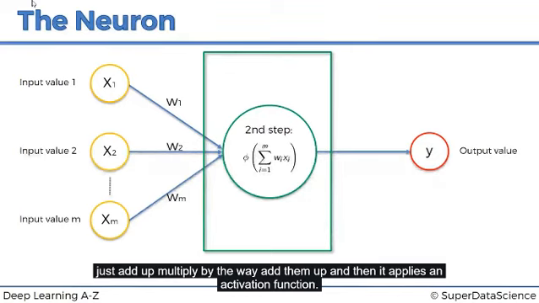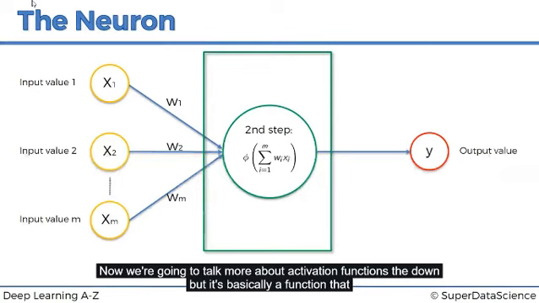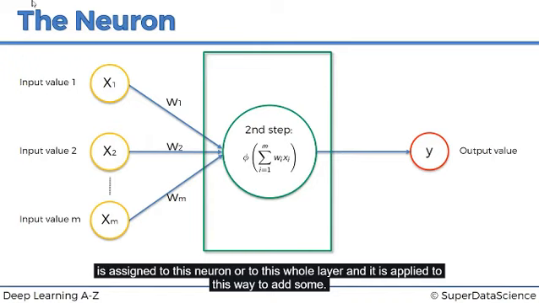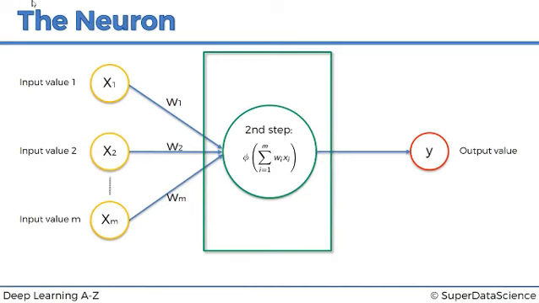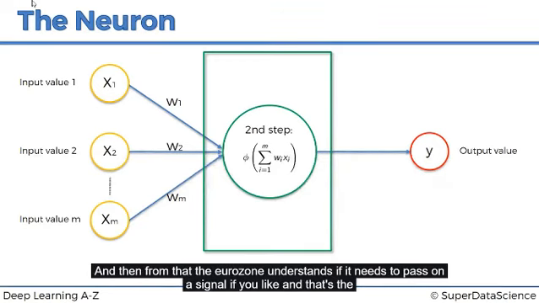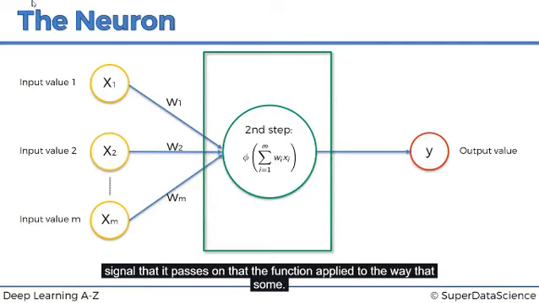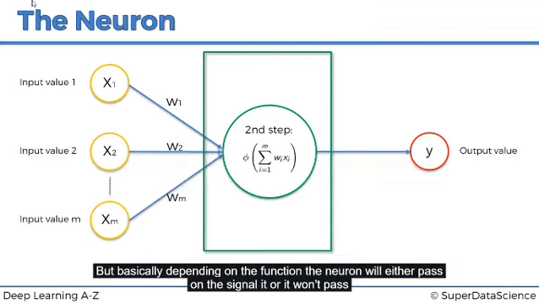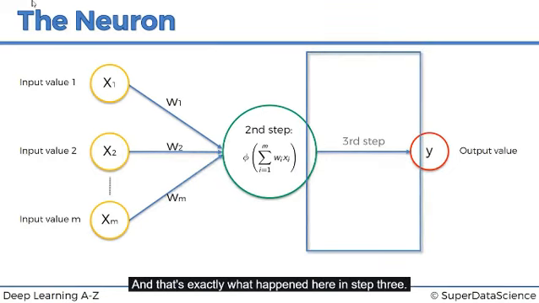And then it applies an activation function. We're going to talk more about activation functions further down, but it's basically a function that is assigned to this neuron or to this whole layer, and it is applied to this weighted sum. From that, the neuron understands if it needs to pass on a signal. Depending on the function, the neuron will either pass on a signal or it won't. And that's exactly what happened here in step 3. The neuron passes on that signal to the next neuron down the line.